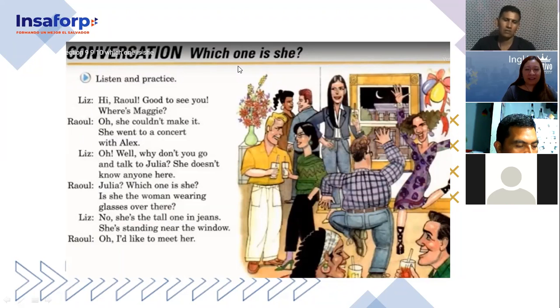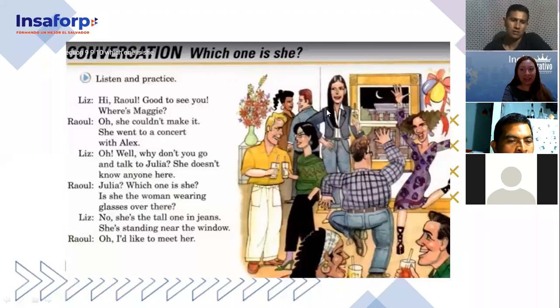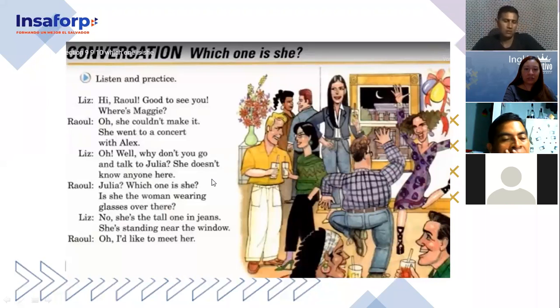Okay. ¿Cómo sabe que la del pelo largo es Julia? Because she's standing near the window. Es la única que está parada cerca de la ventana. Right? Exactly. It's giving you the location. Me está dando la locación. Exacto. Right? So, cuando no estamos haciendo descripciones tal cual, hay más de una forma de identificar personas o cosas. Right? So, that's what we're going to talk about right now.